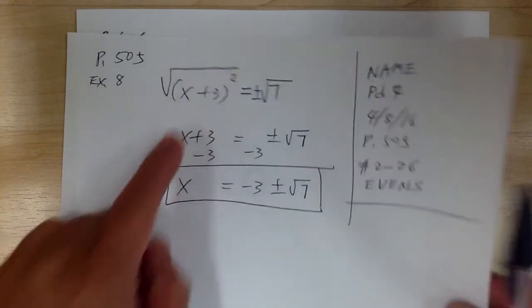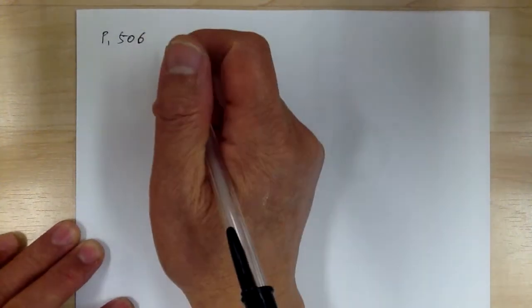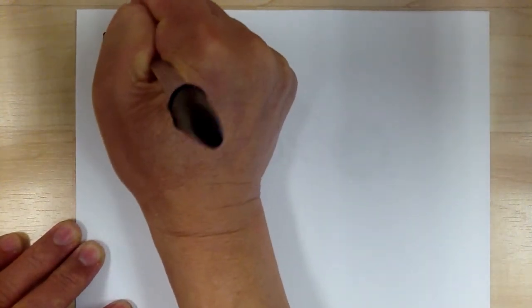That is called completing the square. So learn how to get to that point. Once you complete the square, then you can take the square root to do that. Okay? So let's go to example 1 on page 507.